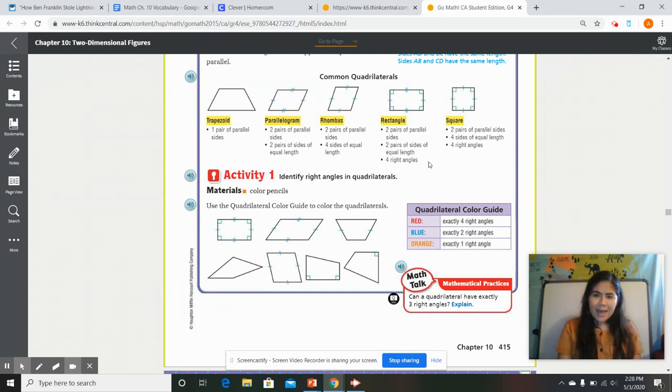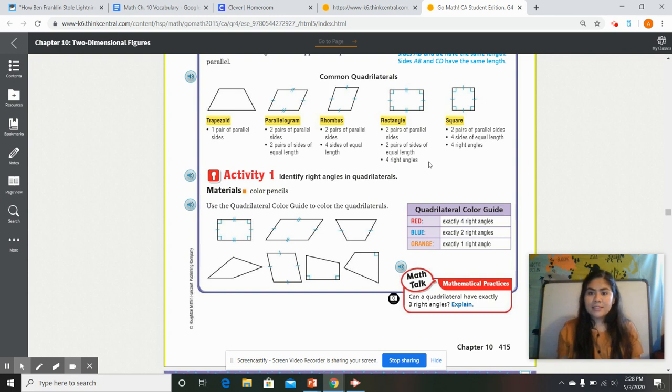Now, why is that, Miss Alvarez? Well, if you look at the rectangle and square on the screen, the rectangle has four right angles, so does the square. The square has two pairs of parallel sides, and so does the rectangle. But it says that a rectangle has two pairs of sides of equal length, but a square, all four sides are of equal length. So what that's saying is, if all four sides are of equal length, then yeah, they can be a rectangle because all you need is two pairs of sides of equal length.